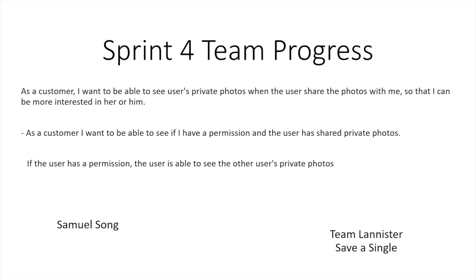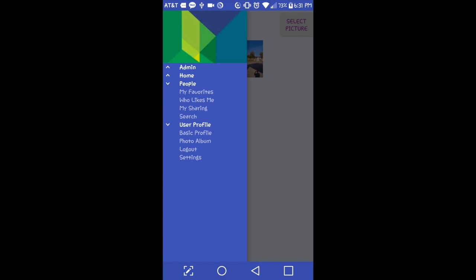Another child user story. As a customer, I want to be able to see if I have permission and the user has shared private photos. Acceptance criterion: if the user has permission, the user is able to see the other user's private photos. So now I have these pictures. Let me check who I share my photos with. So I share my private photos with Kaiser.